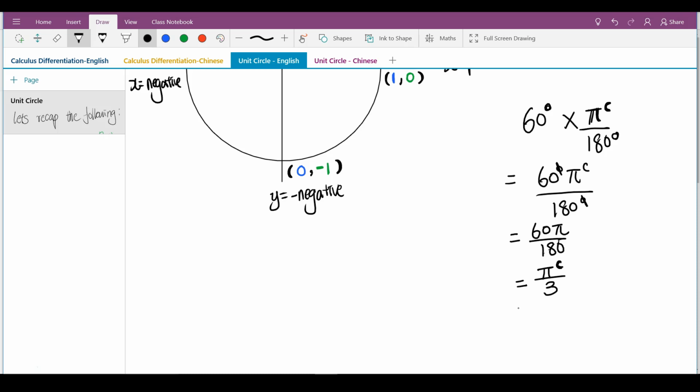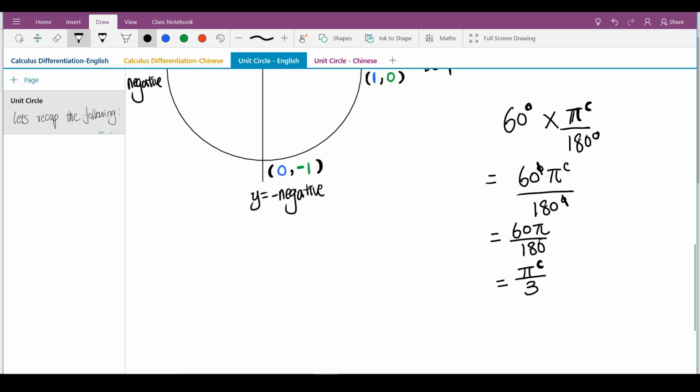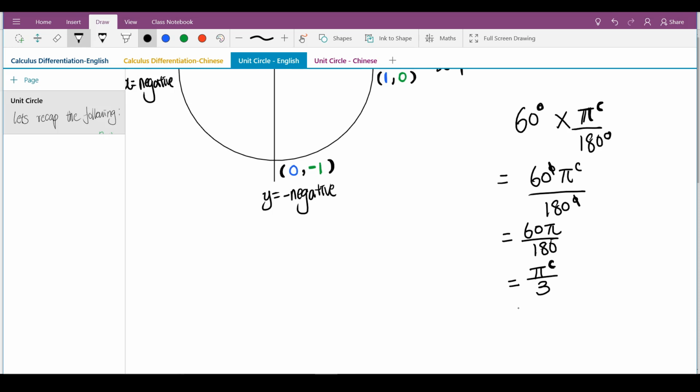Once we do the calculation by multiplying a degree value with pi over 180, the degree unit actually gets cancelled out. What we're left with is the radian unit, and that's why we can convert degrees into radians, because that's the only unit left. Likewise, you can do it the other way.